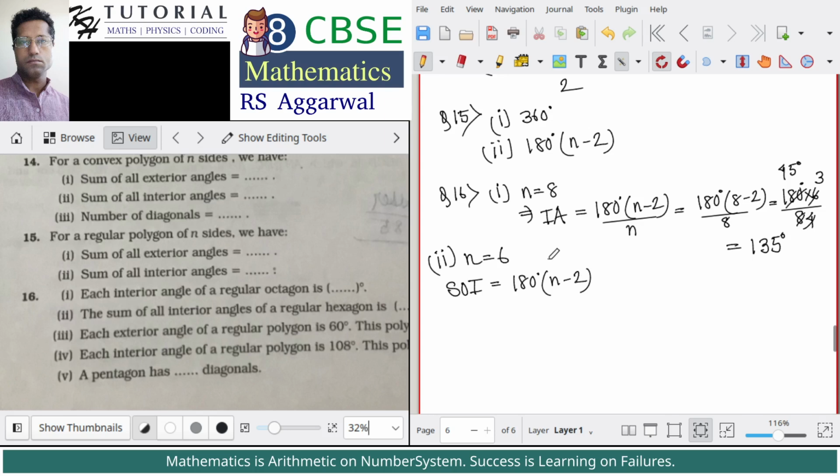So, the problem is asking about the sum of all interior angles of a regular hexagon. Now, whether it is regular or irregular, it does not matter. We need the number of sides. Hexagon means the number of sides is 6. So, this will be 180 degrees times 6 minus 2. This is 180 degrees multiplied by 4. This is 720 degrees.